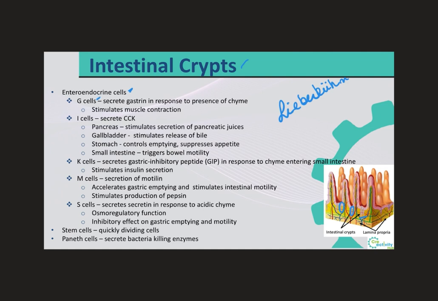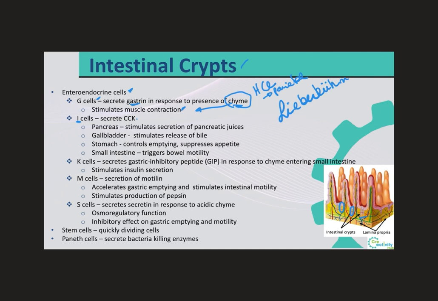First, we have what we call the G cells. These we already saw that they are also present in the stomach, and they will secrete the hormone gastrin in response to the presence of chyme in the stomach. And remember that in the stomach, it stimulates the release of hydrochloric acid by the parietal cells. And also in the stomach, but now in addition in the duodenum, it will also stimulate muscle contraction. And it makes sense, since this hormone is released in the presence of chyme, then it will help in the digestive process.